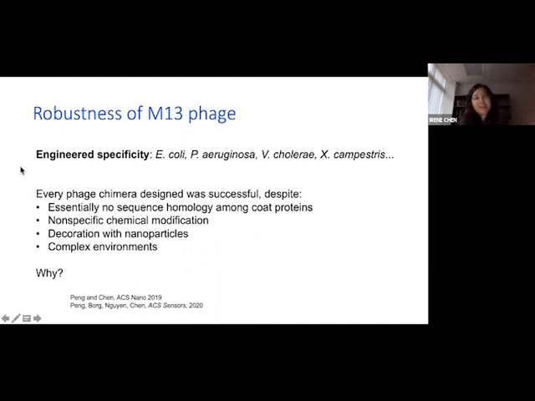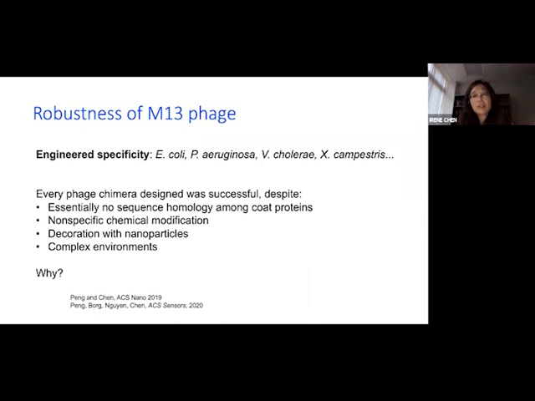Okay, so now I want to try to bring it back to what we were talking about with evolutionary robustness. One thing that we noticed and that stuck in the back of our minds was that we didn't have to do any special optimization or engineering to make these chimeras of M13. So we took M13, an E. coli phage, and just pasted on the receptor binding proteins from phages that have no obvious homology to M13.